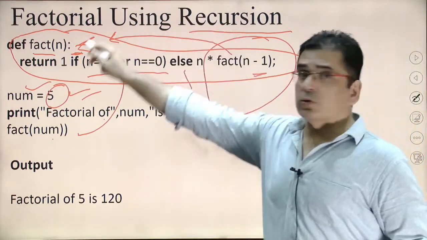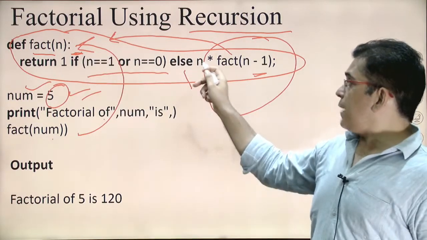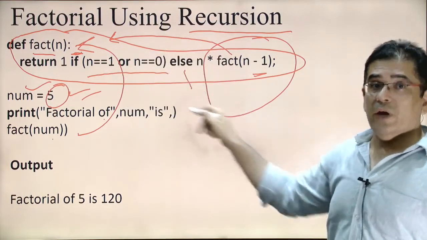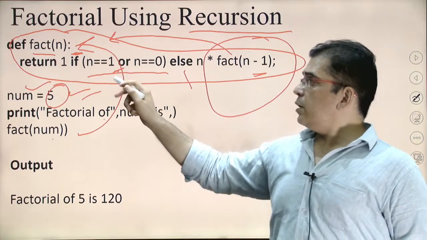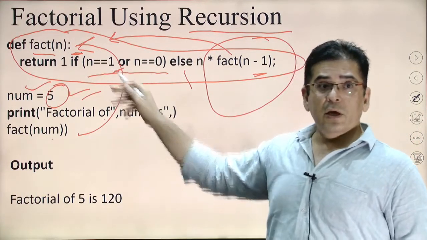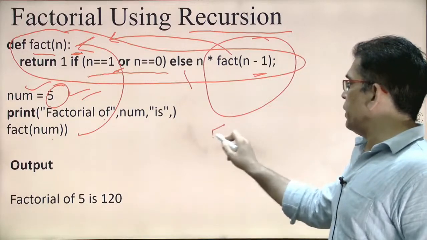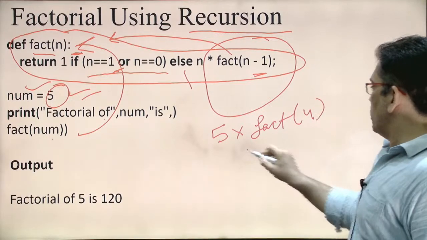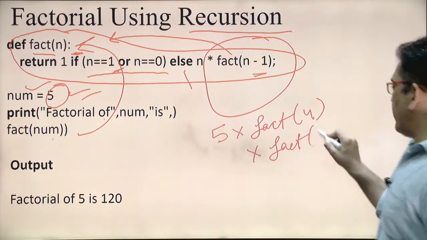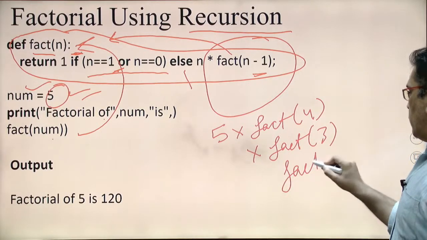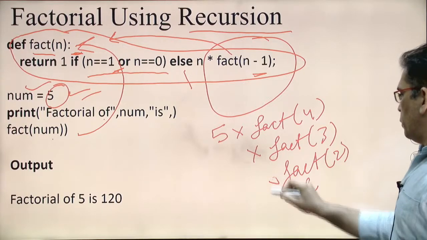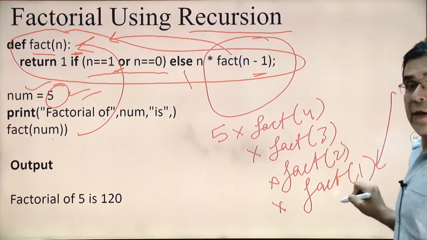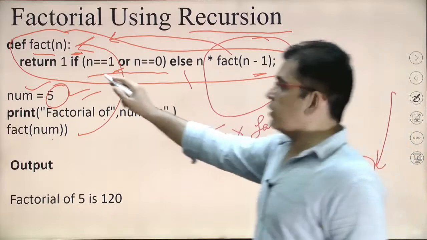Again this function is calling itself again and again. So n means 5 into 4 into 3 into 2 into 1. As soon as it becomes 1, it will go to the if condition and we will get our output. So first of all, here the call goes 5 into fact 4, into then fact 3, fact 2, into fact 1. As soon as it becomes 1, then this if condition will become true.